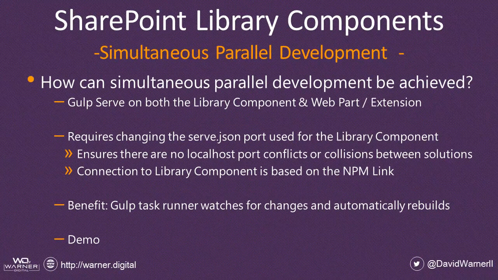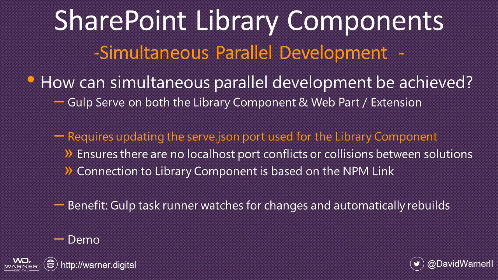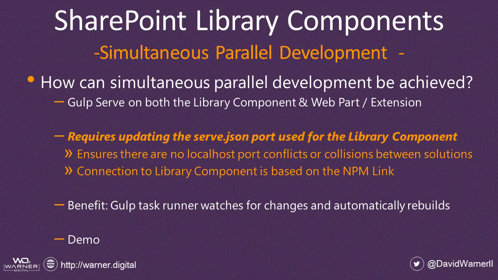So the question is, how can we achieve simultaneous parallel development when we're creating a library component and a web part or an extension at the same time? Well, the key is that we want to gulp serve on both of them. But this requires changing our serve.json port, which is used by the library component. Now remember, the port is used when we gulp serve and it creates a server instance. We want to ensure that there are no localhost port conflicts or collisions between the solutions. And because the connection to the library component is based on the NPM link and not the port, we can change the port for the library component without risking any problems.